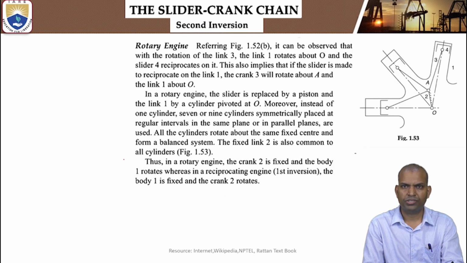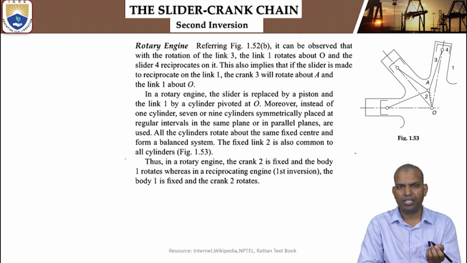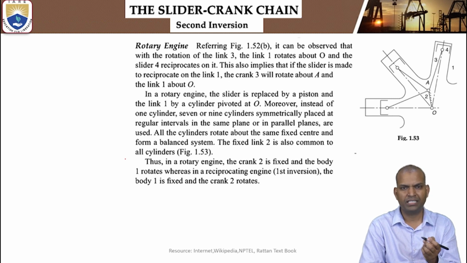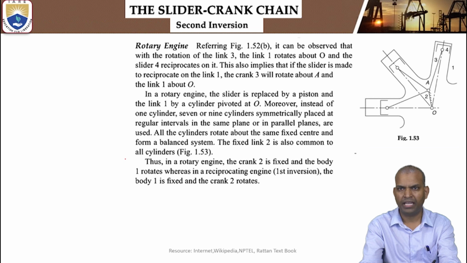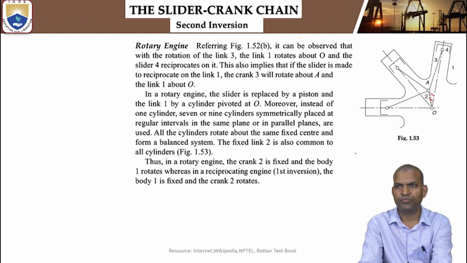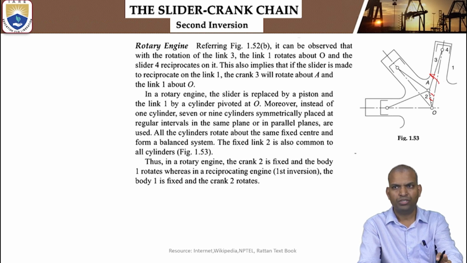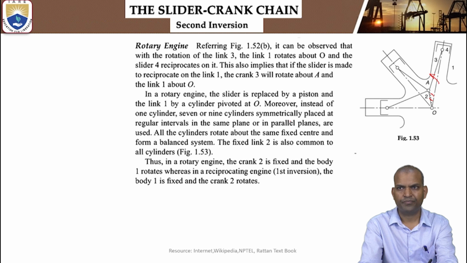Now, what is the second example for this quick return motion? The second application for the second inversion of the single slider crank chain is the rotary engine. In this rotary engine, what will happen? Again, same second inversion. Link 2 is fixed. Link 2 remains fixed and link 3 acts as a crank. And here link 1, we are modifying it, but the function remains the same. So link 1 becomes a cylinder and link 4 becomes a slider.